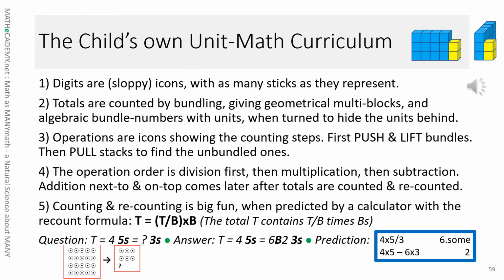The operation order is division first, then multiplication, then subtraction. Addition next to, and on top, comes later, after totals are counted and recounted. Counting and recounting is big fun when predicted by a calculator with the recount formula: T is T over B times B. Or, the total T contains T over B times B. Question: T equals 4 5s, equals how many 3s? Answer: T equals 4 5s, equals 6 bundle 2, 3s, as predicted by a calculator.